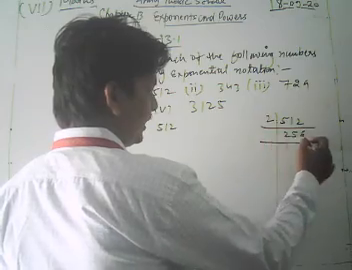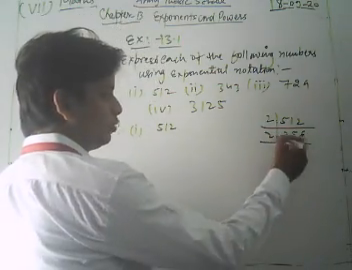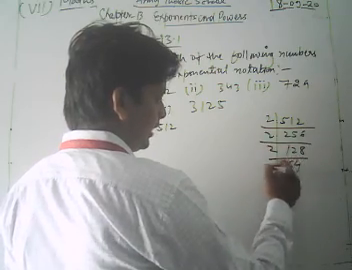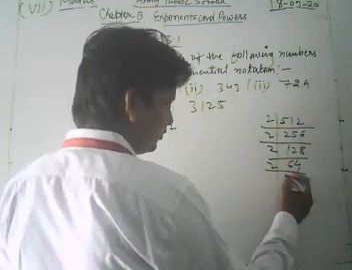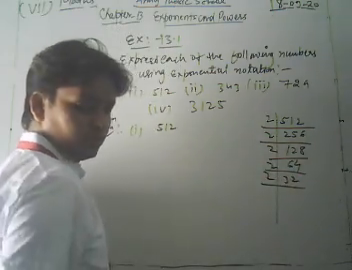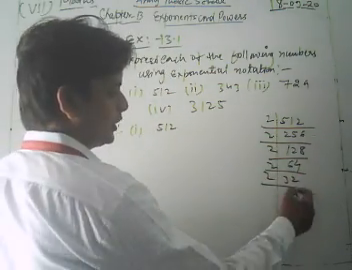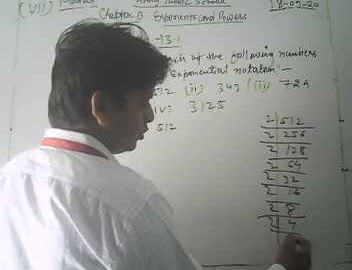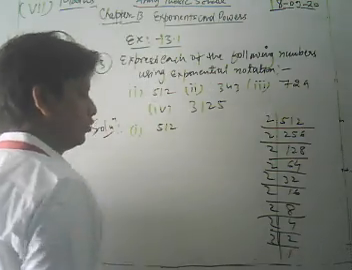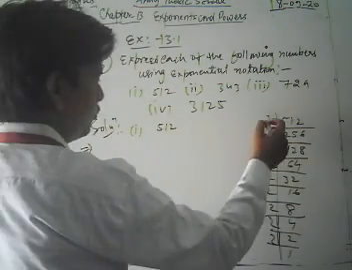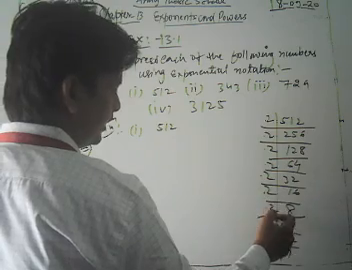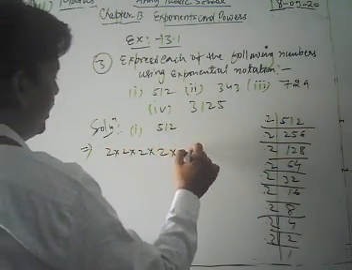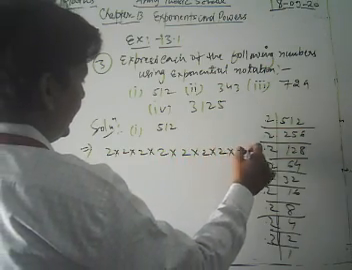Now 256 is again divisible by 2, so 2 1s are 2, 2 2s are 4, 2 8s are 16, 2 6s are 12, 2 4s are 8, 2 32. Again by 2, we get 16. Again by 2, so we get 8, 2 4s are 8, 2 2s are 4 and 2 1s are 2. So we can write 512 as 2 multiplied 1 2 3 4 5 6 7 8 and 9 times.